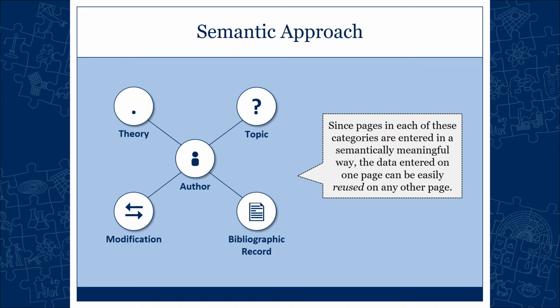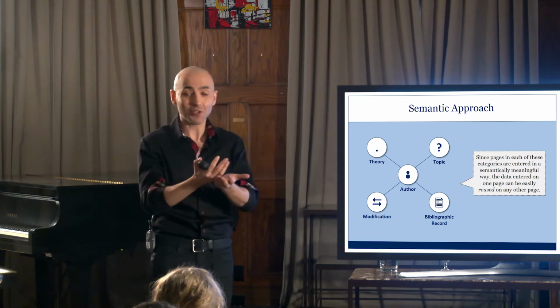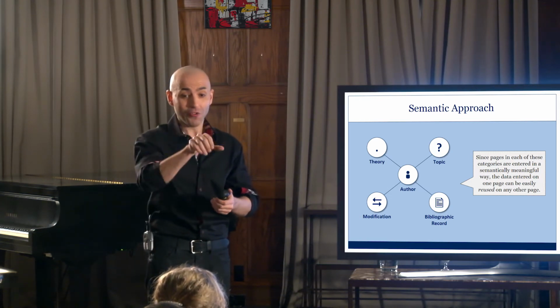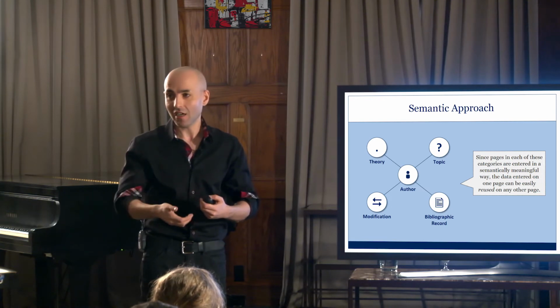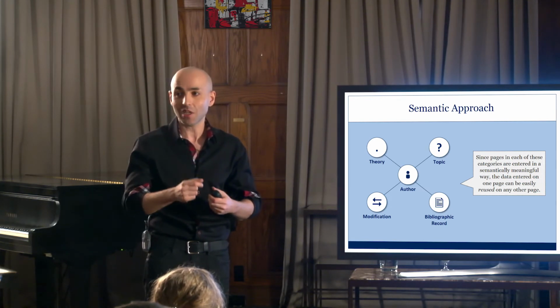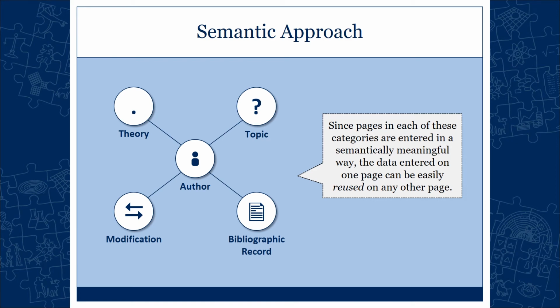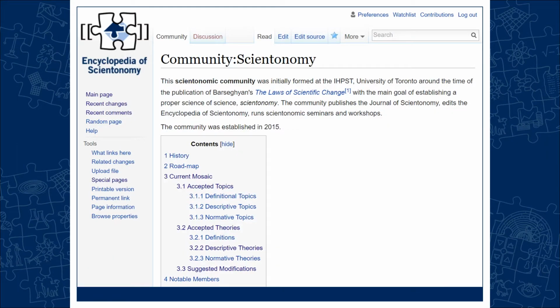This is what makes it reusable, because now the system knows that it's not pure text. It knows that, oh, this is the author, and this is the modification, this is the theory. It understands the meaning of what you entered. So then you can retrieve that information and reuse it on any other page. And this comes in very handy, especially on those pages that provide summaries of things. I'm going to show you some examples.